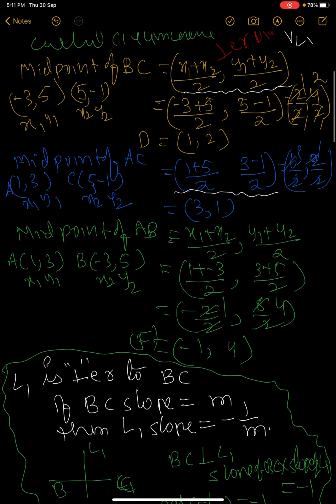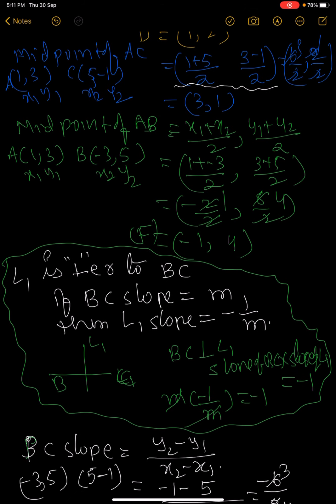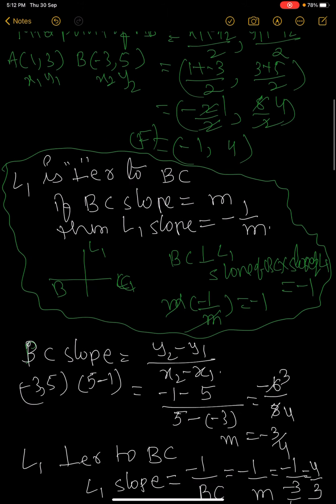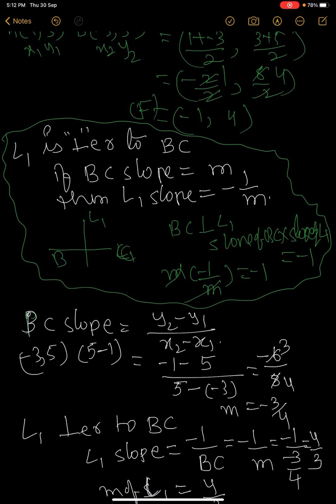Now one concept we need to find the equations of L1 and L2. L1 is perpendicular to BC. If the BC slope is M, then the L1 slope is -1 by M. Why? Because the two lines are perpendicular: the product of the slopes of the two lines is equal to -1, and only then are they perpendicular. So if one line's slope is M, the other line's slope must be -1 by M. After that concept, we apply it in the problem.